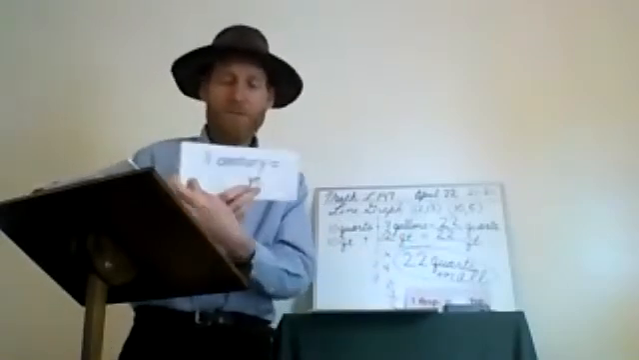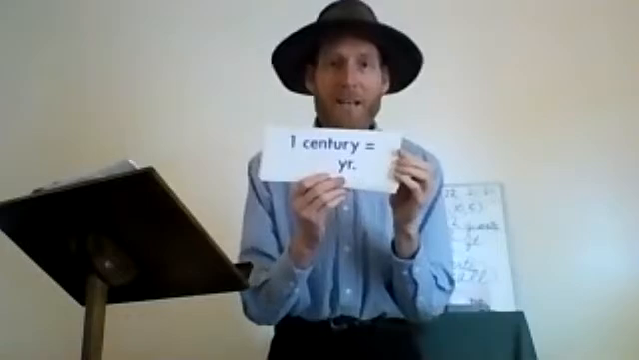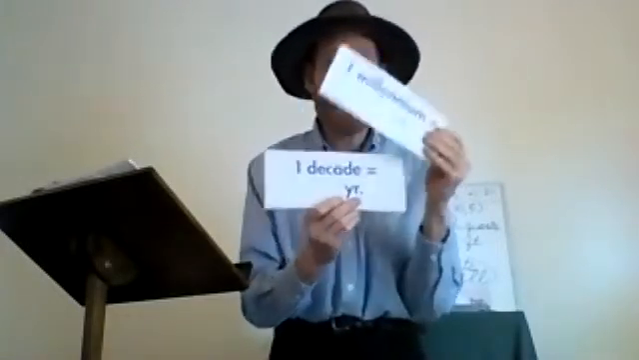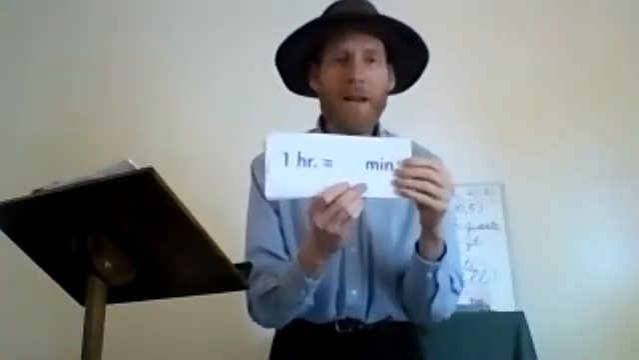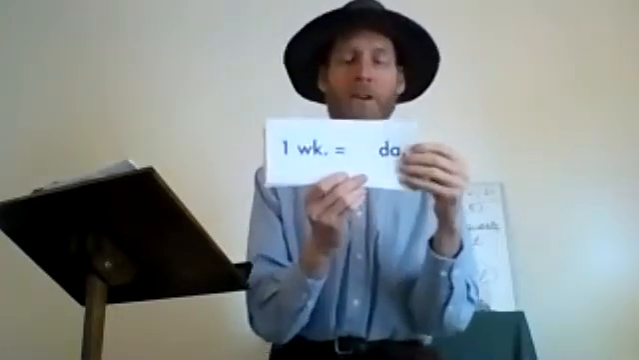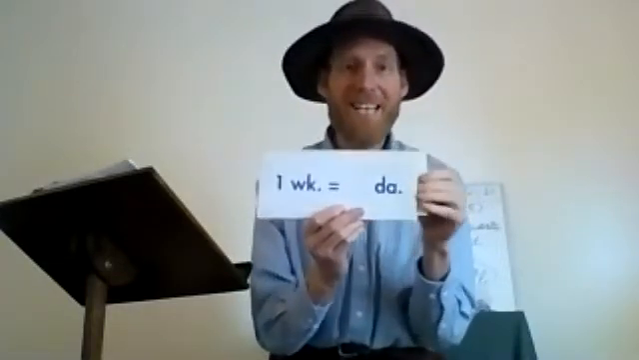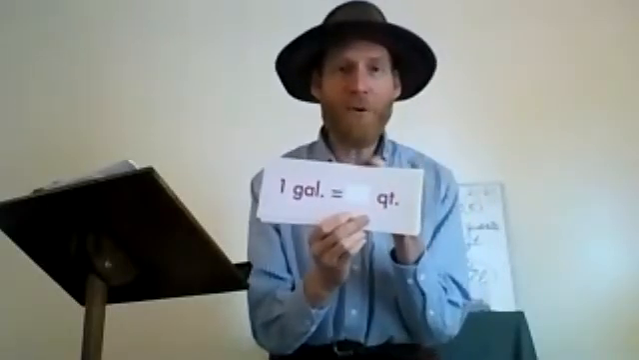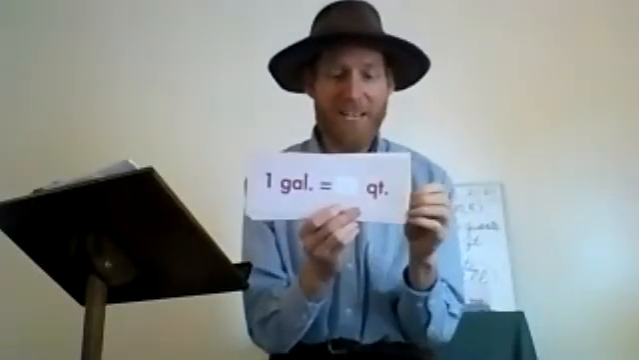Now we're going to go over some measurement facts because I know we need to remember these. Ready? Together. 1 decade equals 10 years. 1 millennium equals 1,000 years. 1 hour equals 60 minutes. 1 week equals 7 days. 1 pound equals 16 ounces. 1 gallon equals 4 quarts. That's the one we just did.